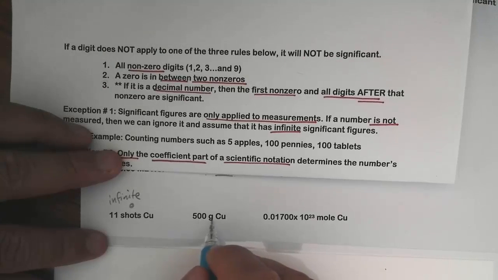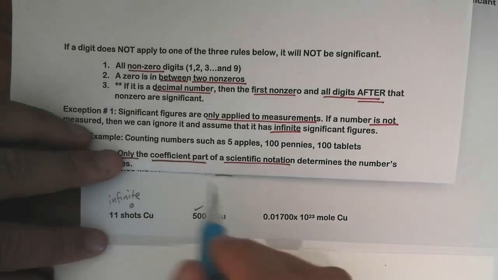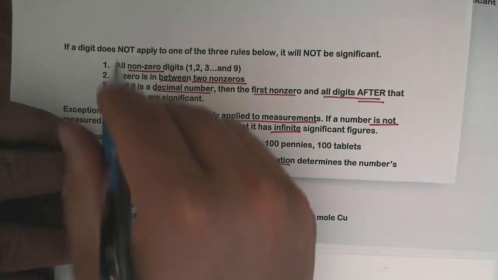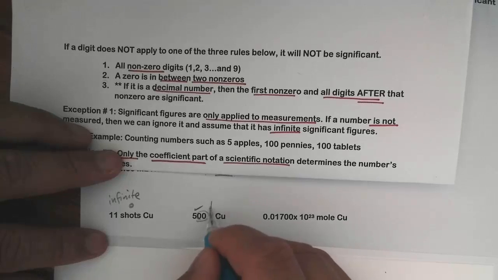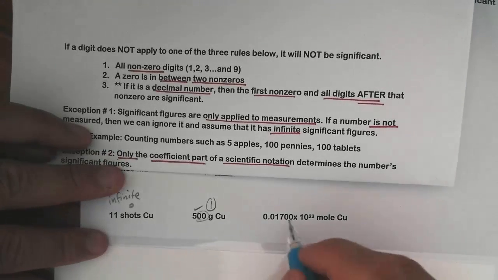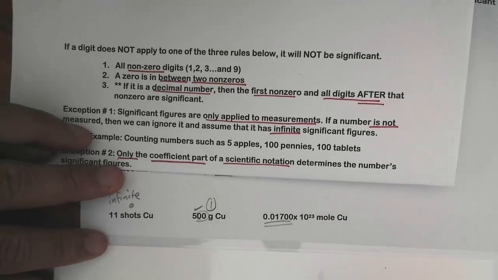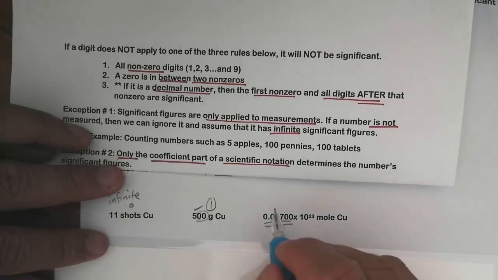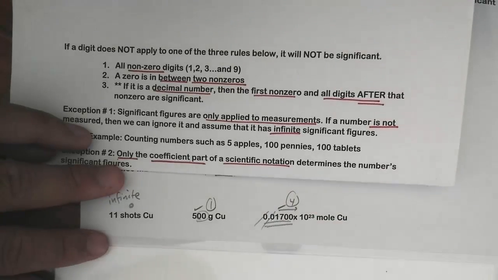Then we have 500 grams of copper. In this case, this is significant because it's a non-zero. And these 2 zeros are not significant because they don't apply to any of the rules above, and they are not between 2 non-zero. So in this case, we only have 1 sig fig. Then we have 0.01700 times 10 to the 23rd moles of copper. This is the coefficient of a scientific notation number, and this is a decimal number. So we look for the first non-zero. This is not the first non-zero. This is not. And this is the first non-zero, and we count all the way to the end. 1, 2, 3, 4. And then we have 4 sig figs. And that's it.